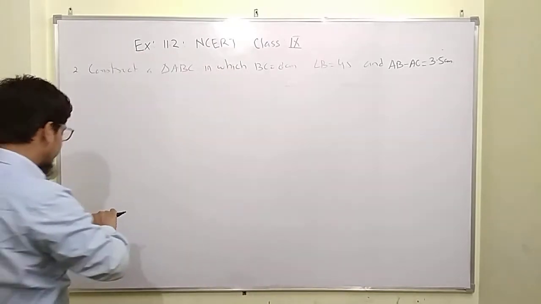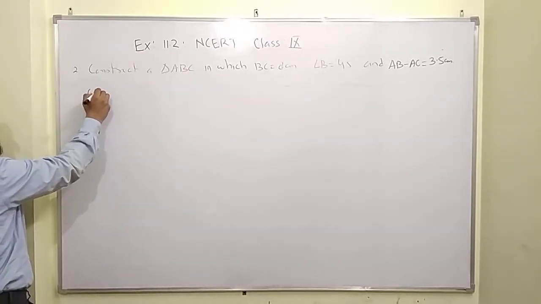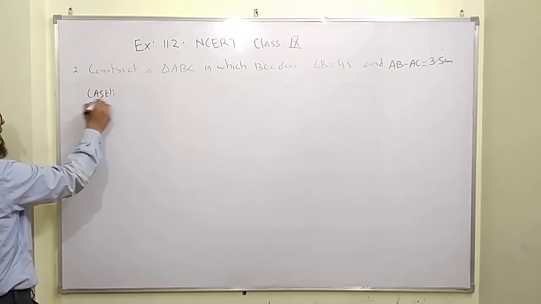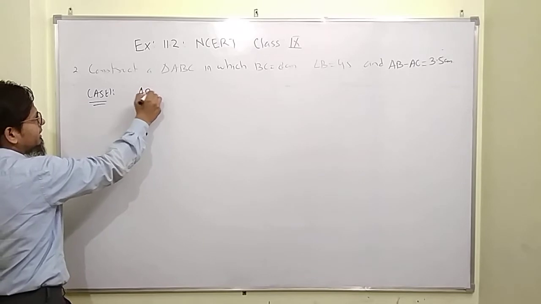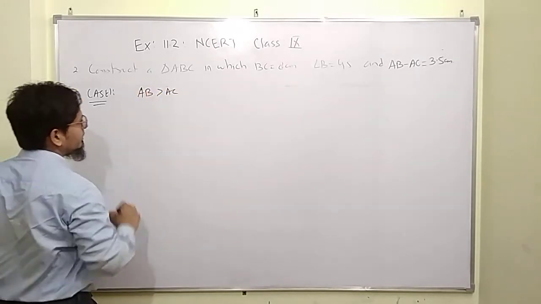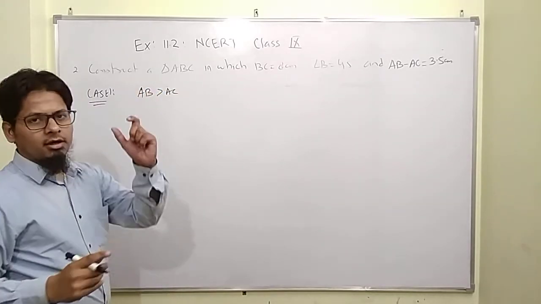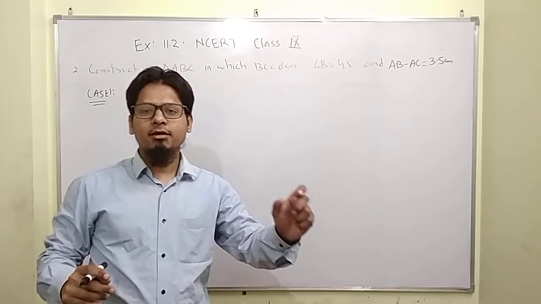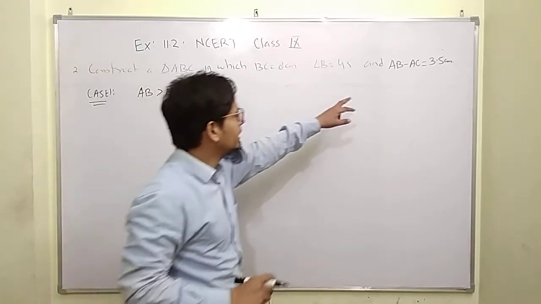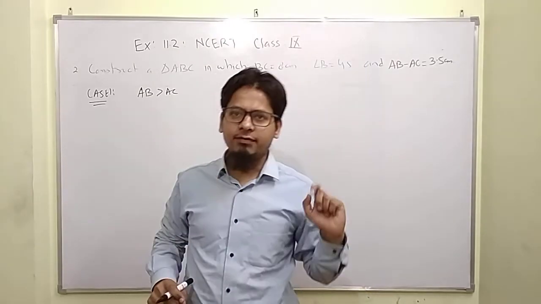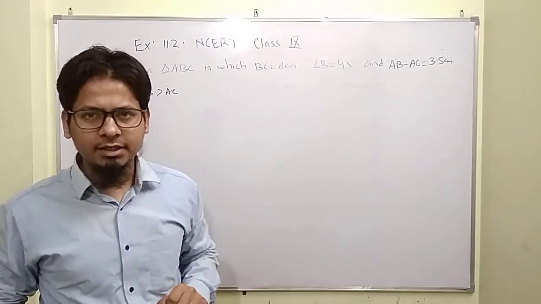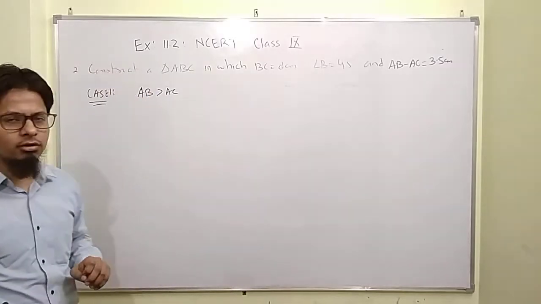So class, first is case 1. I let AB be more than AC, right? Means I write AB first and AC in second place. So this equation AB minus AC is equal to 3.5 is showing that in this figure AB is more than AC. So for this figure, how do I draw the triangle?